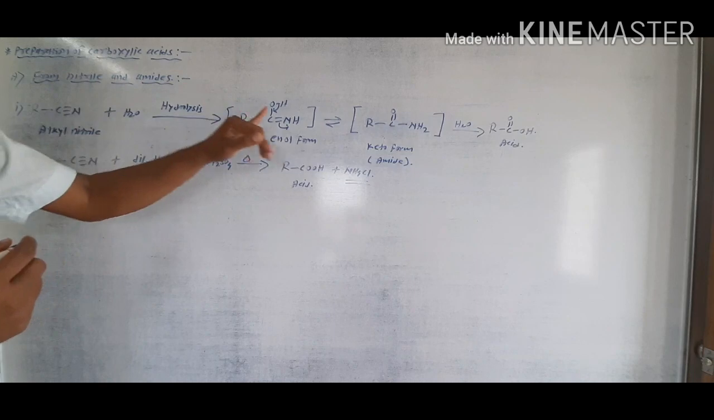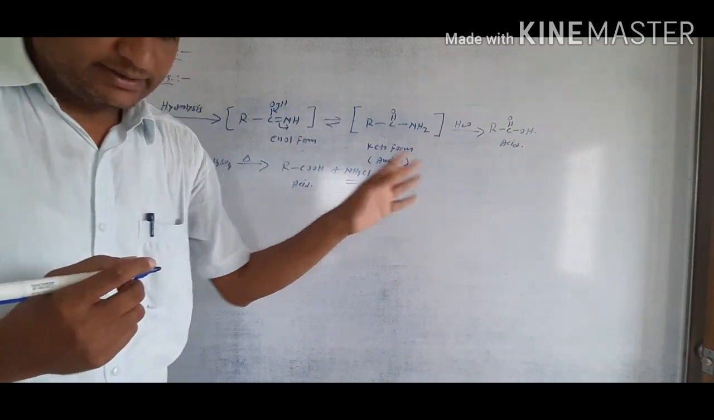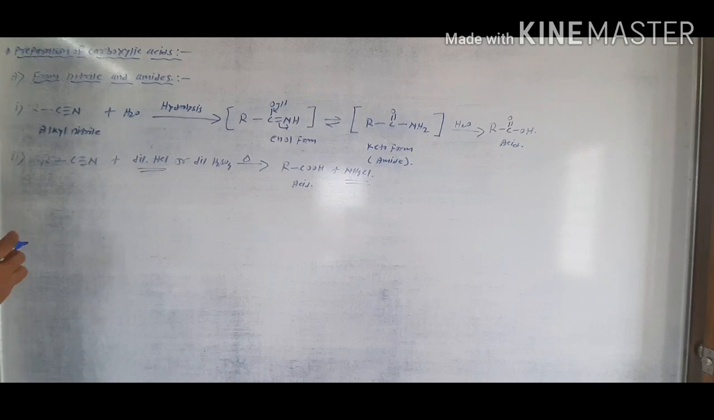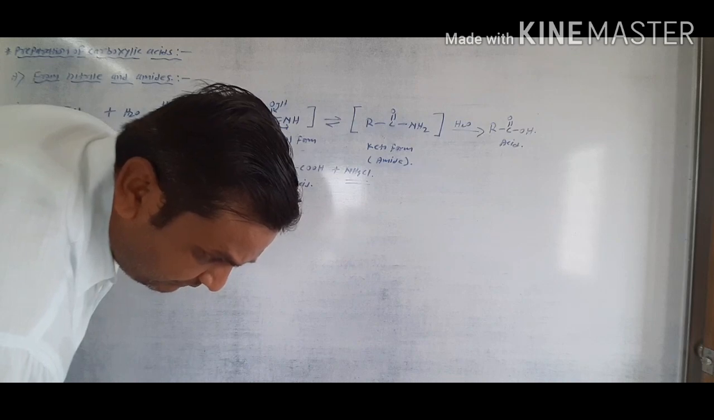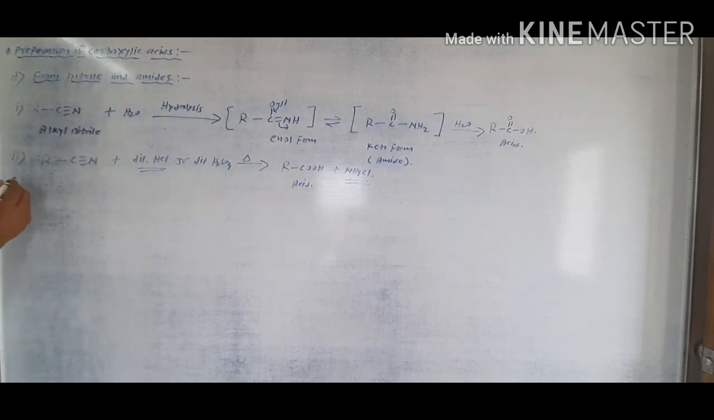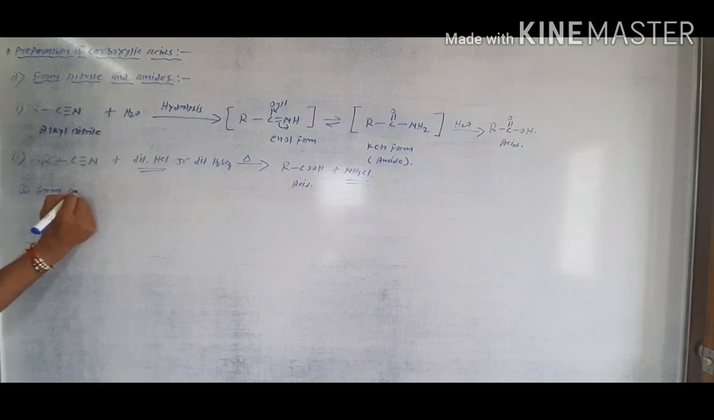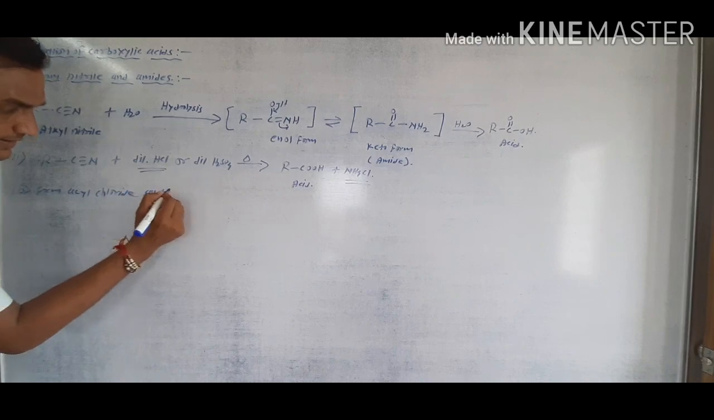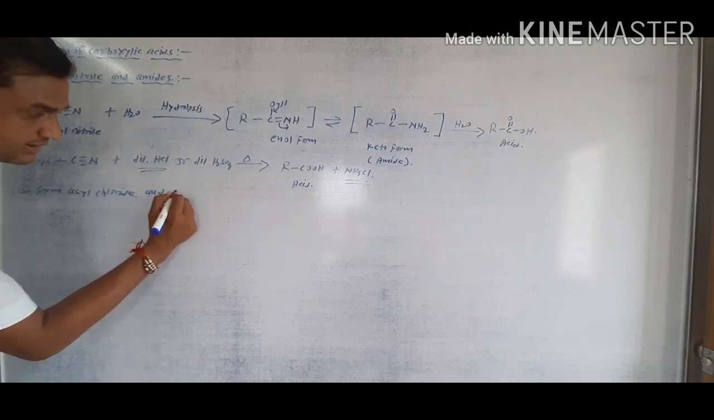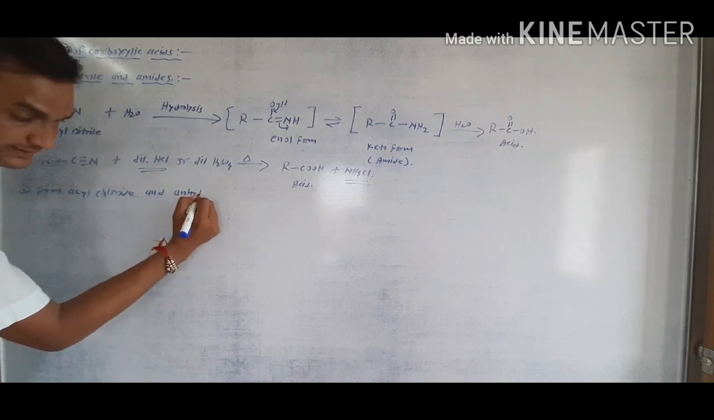This is the first method for the preparation of carboxylic acid from nitriles, where the second step is the amide. The amide will also be hydrolyzed to give the carboxylic acid. Then another method for the preparation of carboxylic acid is from acyl chloride and anhydride.